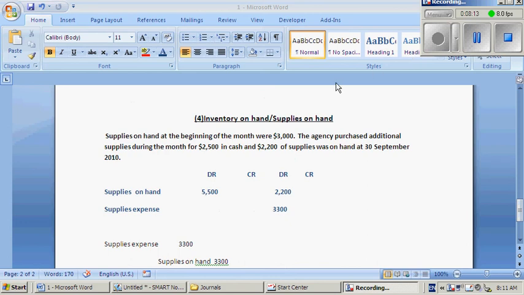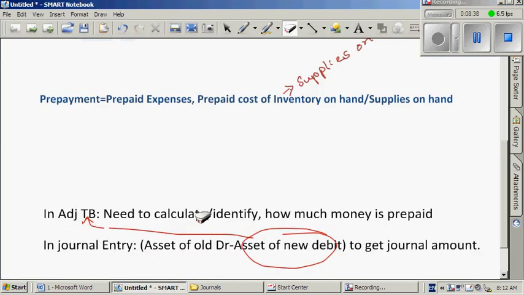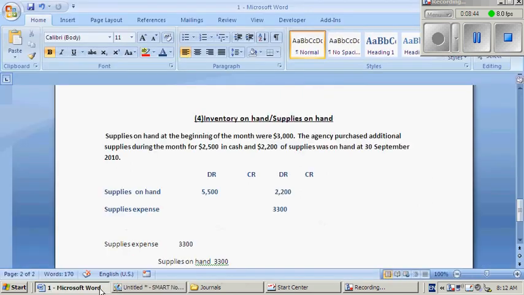So this is actually like a prepaid cost. So what happens here? Supplies on hand at the beginning of the month were 3,000. The agency purchased additional supplies during the month, 2,500 in cash, and 2,200 of supplies was on hand 30 September. So you have to identify or calculate how much money is still prepaid. Okay, so go here. So they already gave you 2,200 was at hand at 30 September.